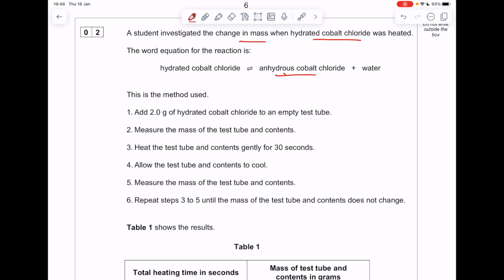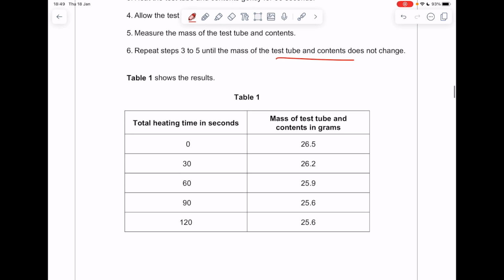Heat the test tube and contents gently for 30 seconds. Allow the test tube and contents to cool. Measure the mass of the test tube and contents. Repeat steps 3 to 5 until you've reached constant mass. Table 1 shows the results. Look, we've reached constant mass here.